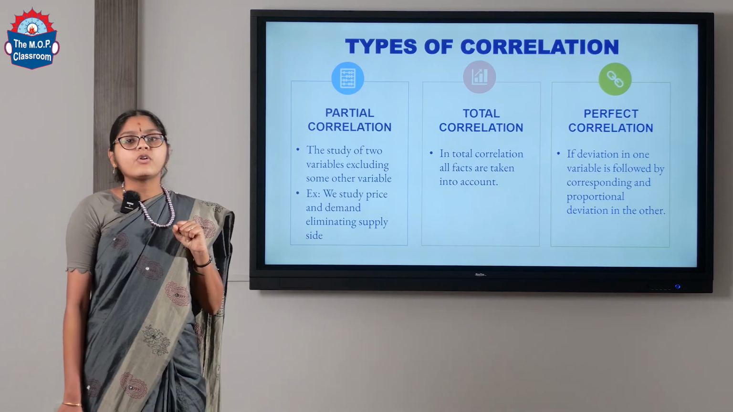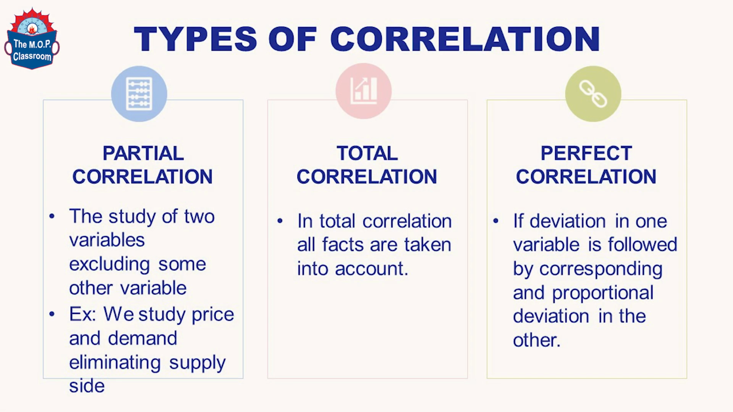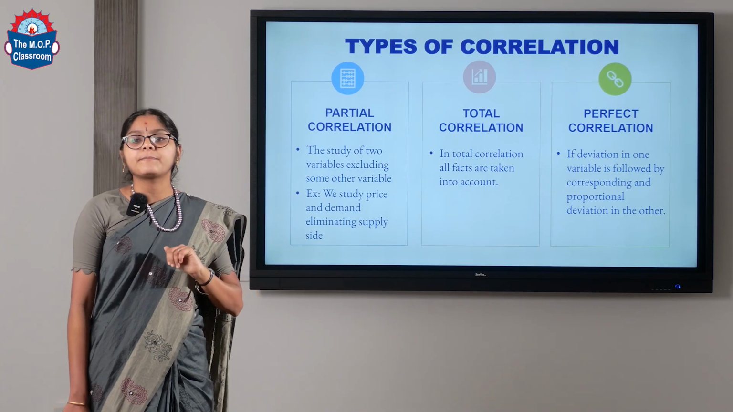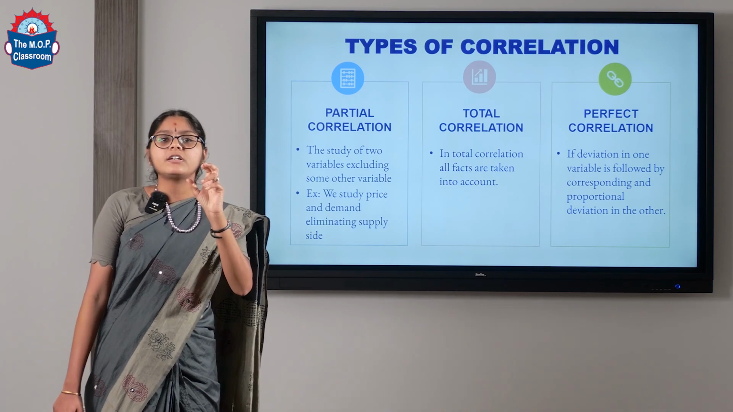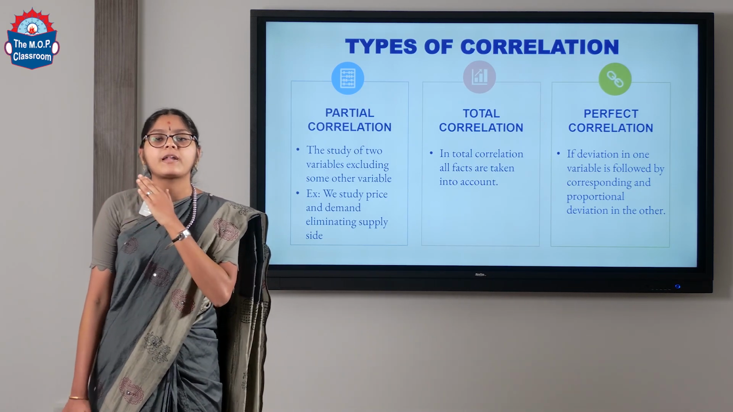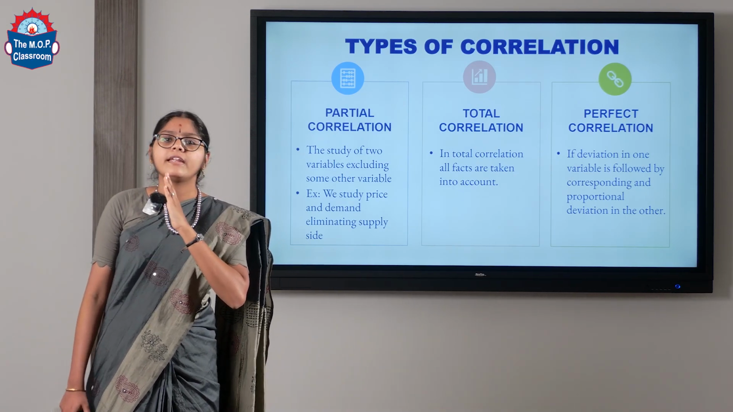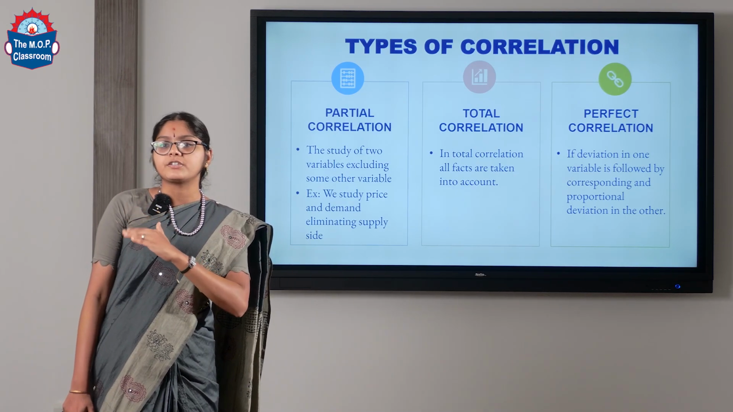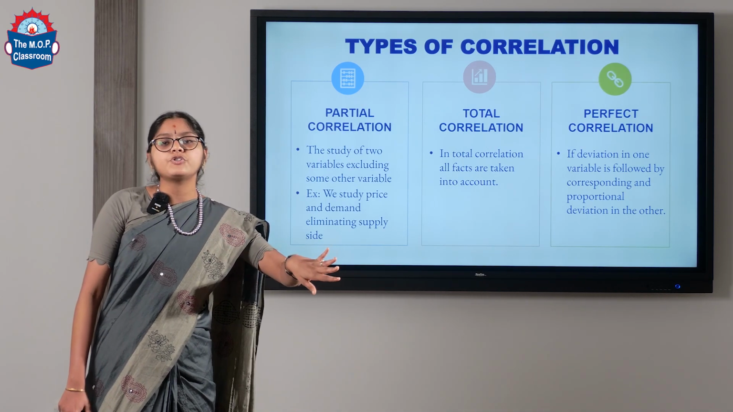Next is partial correlation. It is the study of two variables excluding some other variables. We do this in economics sometimes. For example, we study price and demand eliminating the supply side, or sometimes price and supply alone eliminating the demand side. When we are concerned only about demand, we eliminate the supply side. When we are concerned only about the supply of factors of production, we completely eliminate the demand side, that is, the consumer's perspective. So when we are concerned only about the producer's perspective, we eliminate the consumer's perspective.